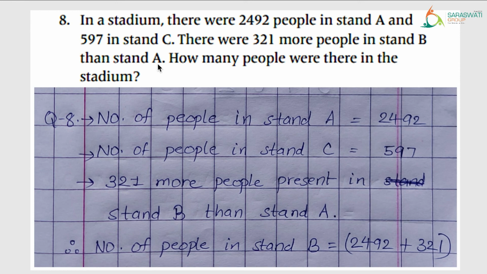Right? Then what is asked finally? How many people were there in the stadium? So students, we have to find the total number of people in the stadium. So we have to add the three numbers, right? The number of people in stand A, add the number of people in stand B, add the number of people in stand C, right? So the statements will be in this manner.